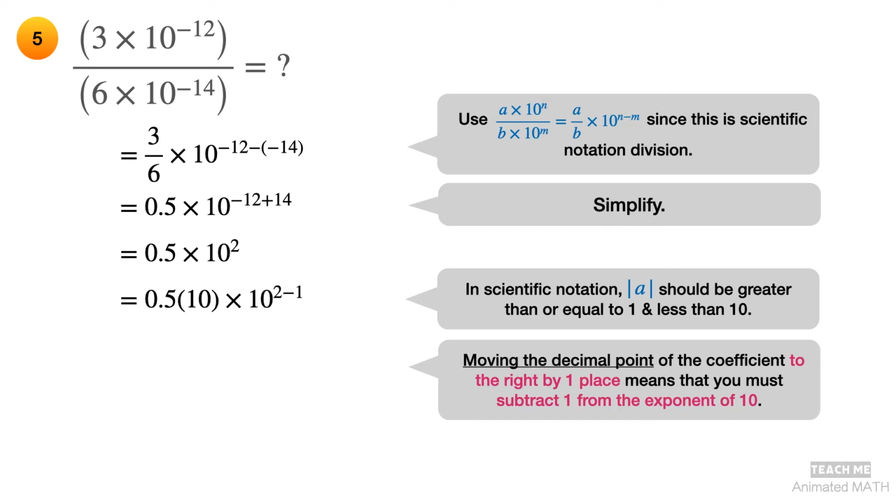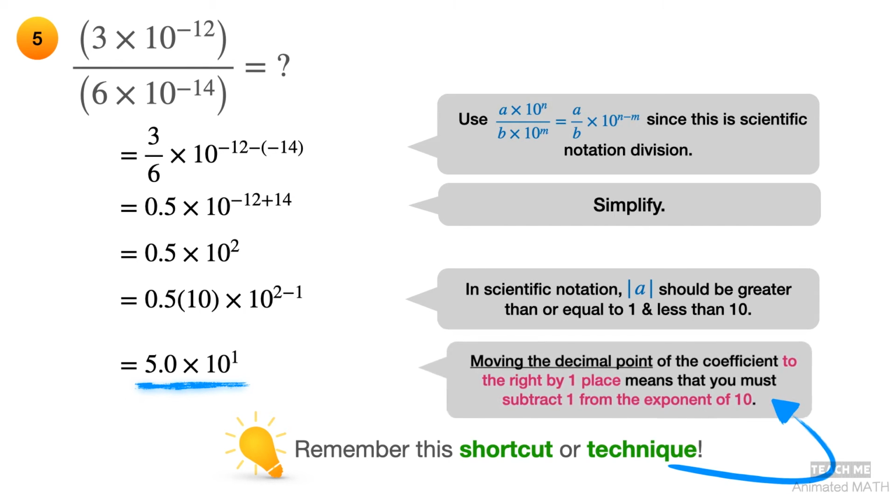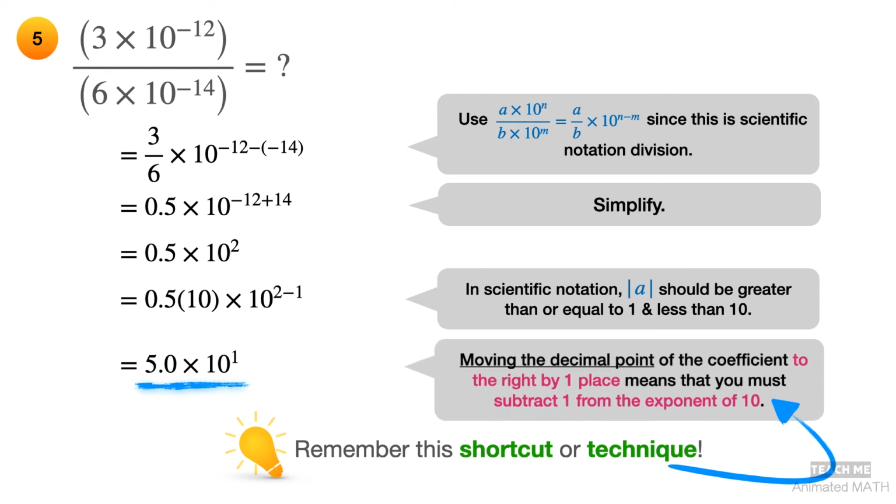This pattern is somewhat similar to shortcut number 1 that you learned from worksheet item number 2. When you move the decimal point of the coefficient to the right by 1 place, you must also subtract 1 from the exponent of 10. The final answer is 5 times 10 to the first power. Let's label it as shortcut number 2 and remember it because it will come handy for future problems.